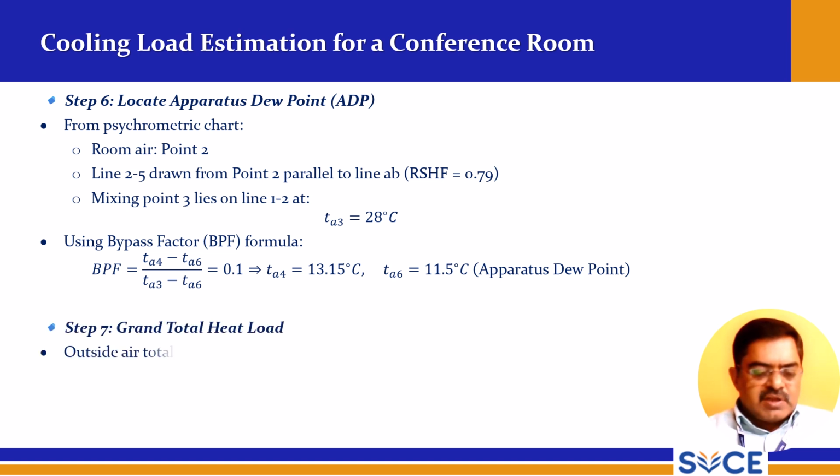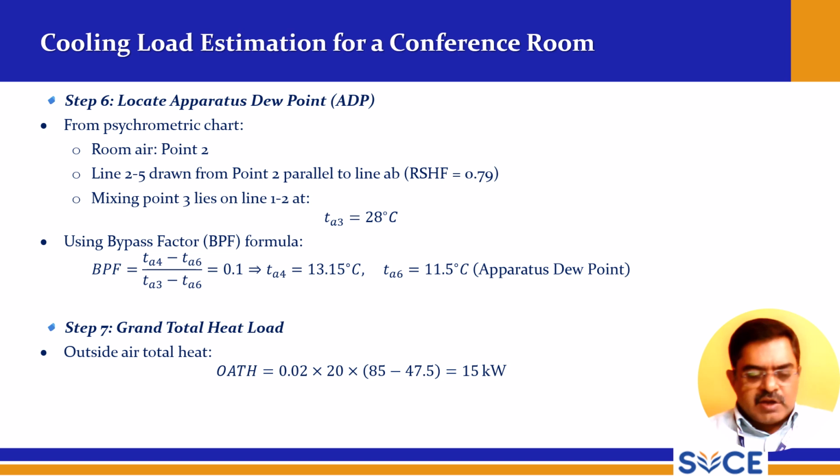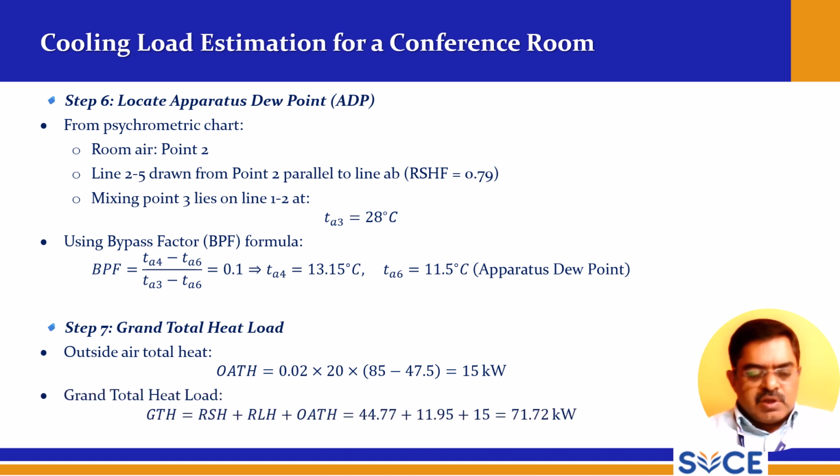So grand total heat load: outside air total heat, OATH, equals 0.02 into 20 into 85 minus 47.5, so that becomes 15 kilowatts. Grand total heat load equals RSH plus RLH plus OATH, that is outside air total heat. By adding all these three, we get 71.72 kilowatts.